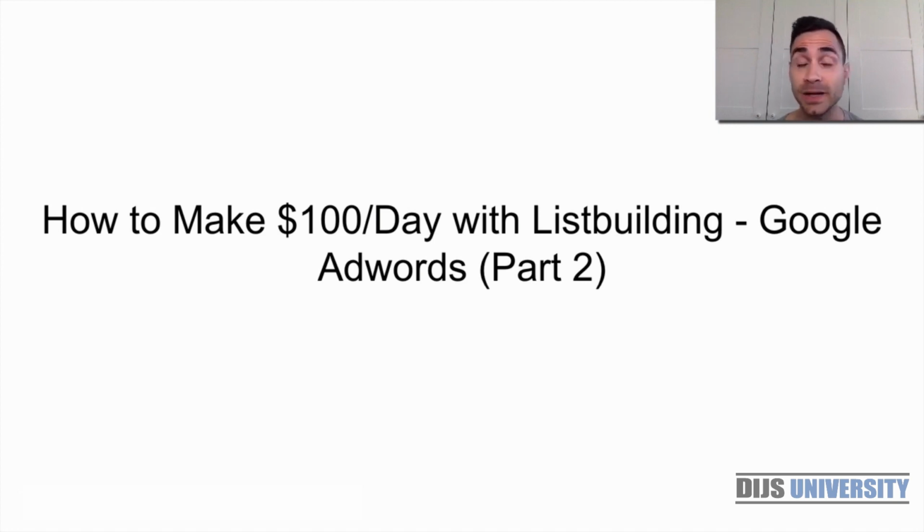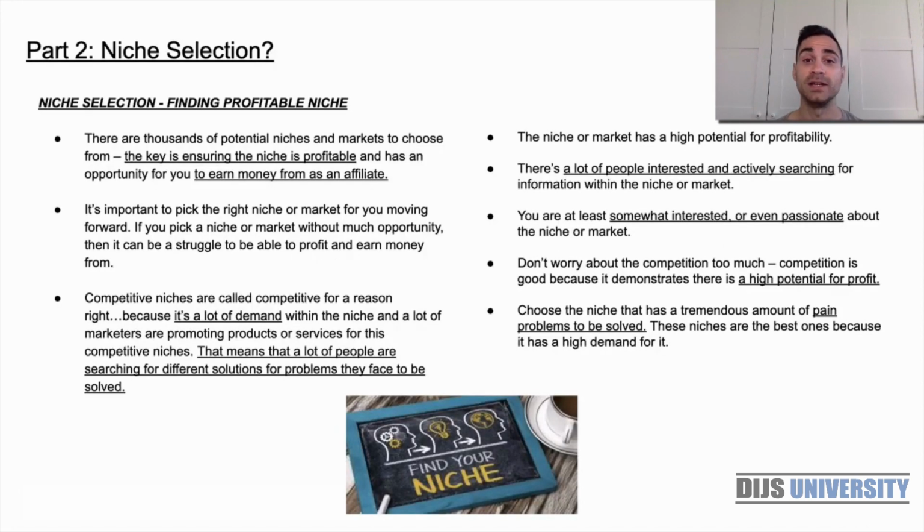Welcome back to our tutorials. In this series we are talking about how to make $100 with list building by using Google Adwords. Today's topic is niche selection. I'm going to share a couple of points and suggestions on what kind of niches are good to choose, why, and how you can do this step. Let's jump to the first slide, where I have listed a couple of bullet points to show what is important when you're choosing your niche. So let's have a look.